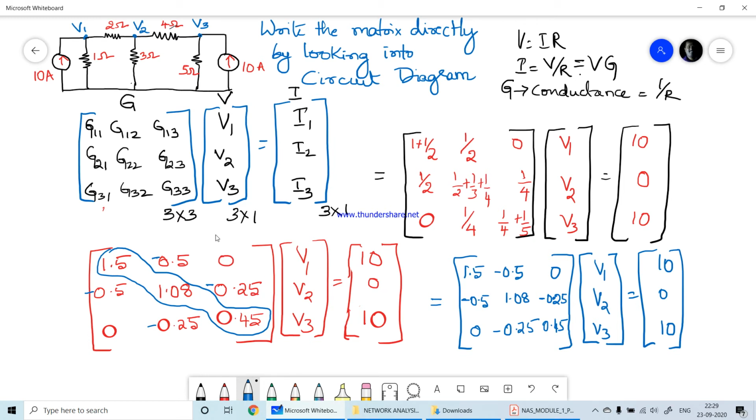When you write the matrix directly from looking at the network, once you form the matrix, the final step you always apply is leaving the principal diagonal in the matrix. All other elements should be considered as negative. After this, apply Cramer's rule and find out what V1, V2 and V3 are.